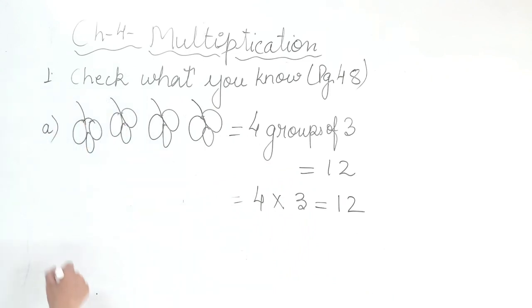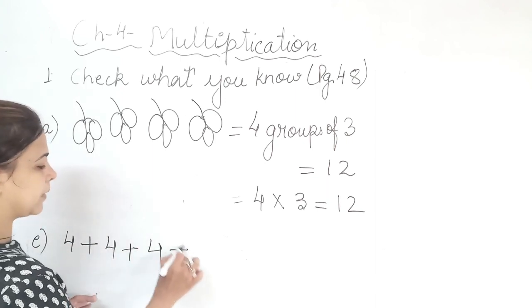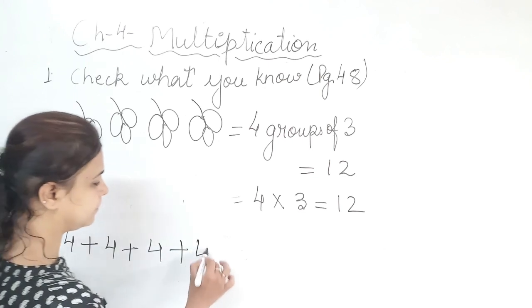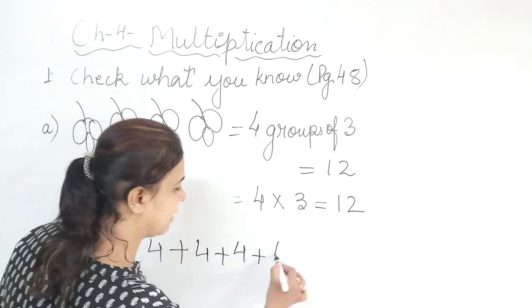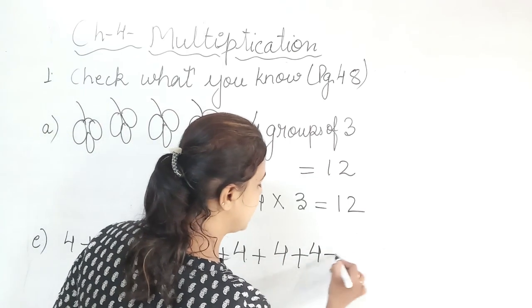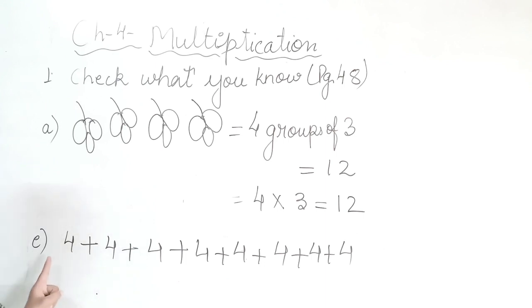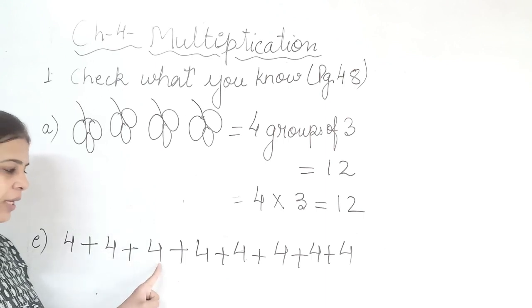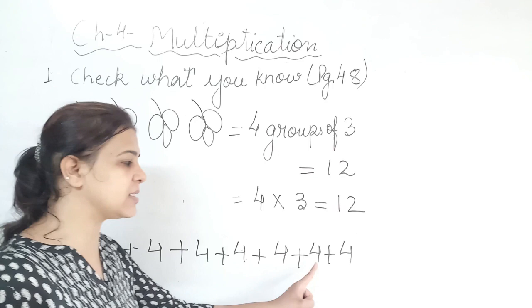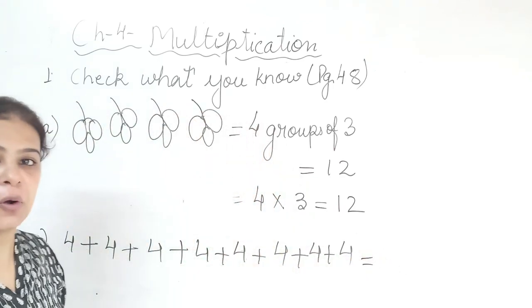Now I will give you one more example. Question number E is given. I will write like this: 4 plus 4 plus 4, here again I am writing 4, 5, 6, this 7 and this 8. How many times have I written 4? I can count 1, 2, 3, 4, 5, 6, 7, 8. I have written 8 times 4.